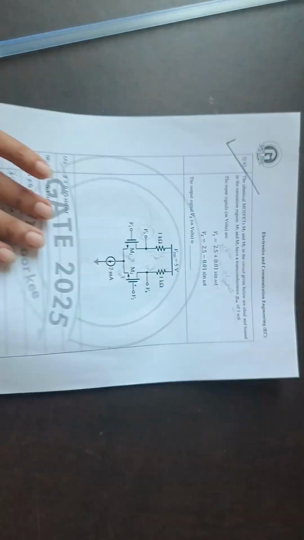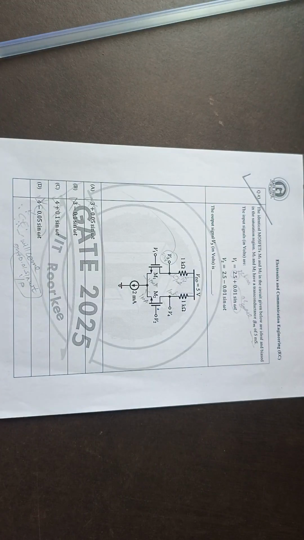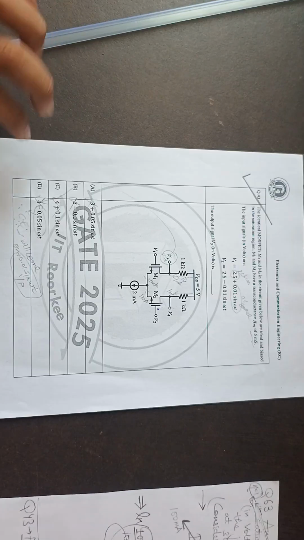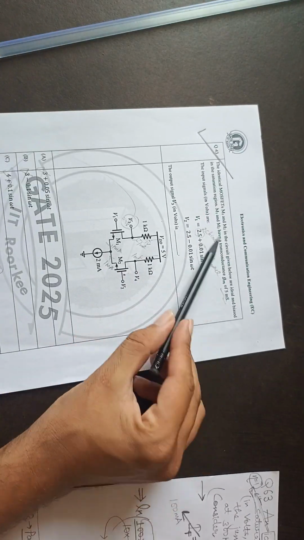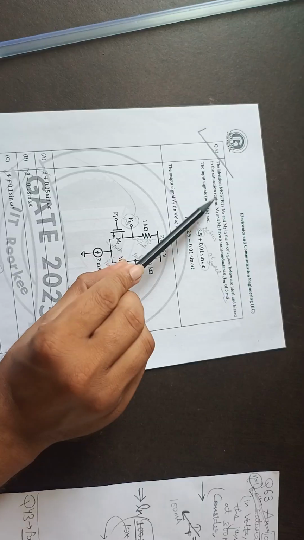Another question is on this part, which is your differential amplifier. Okay, so what is it? It is the ideal MOSFET. M1 and M2 in the circuit are ideal and biased in the saturation region.